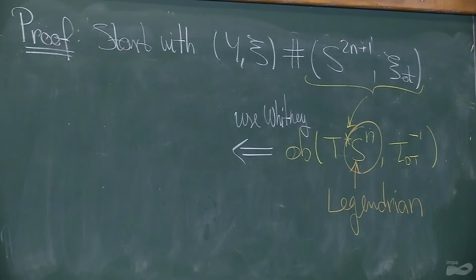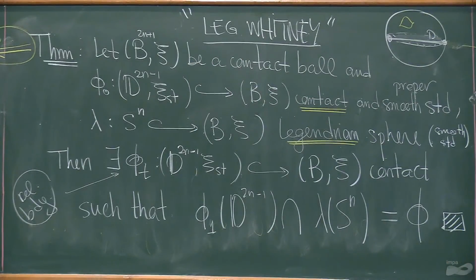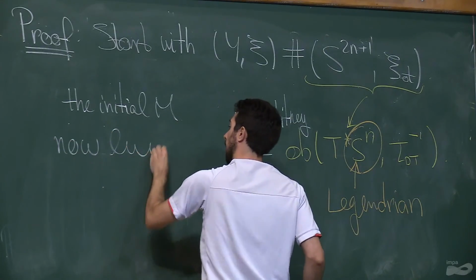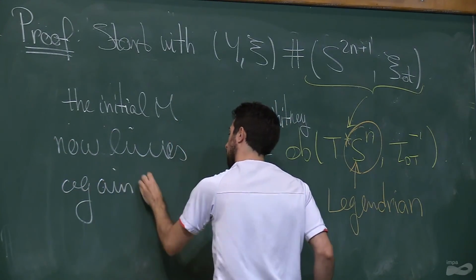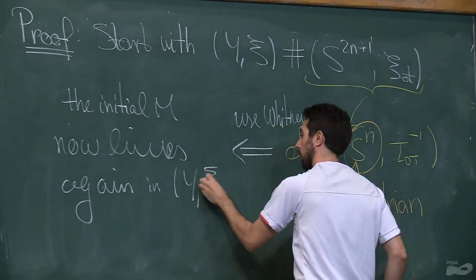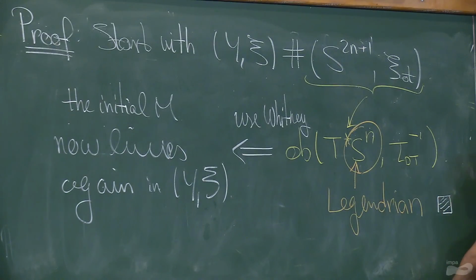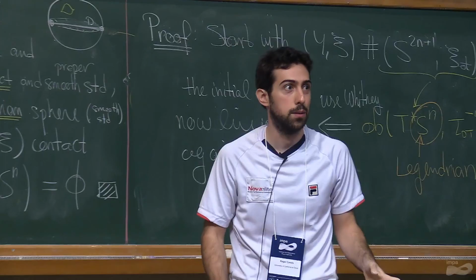Which tells you that by this theorem, this could be avoided, and then your initial M now lives again in your initial Y. Okay. And I want to be fair to the clock, so I'm going to finish the talk here. If you have any questions, you're more than welcome to ask.